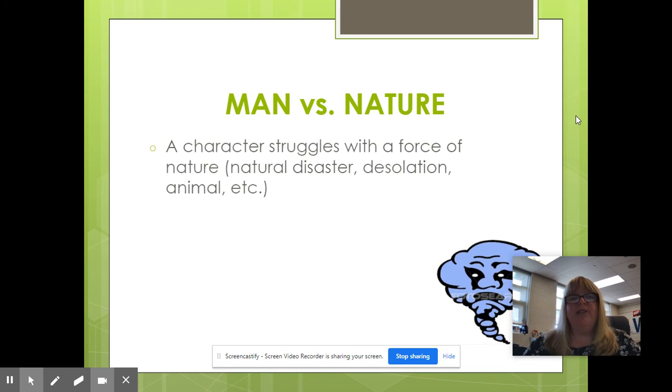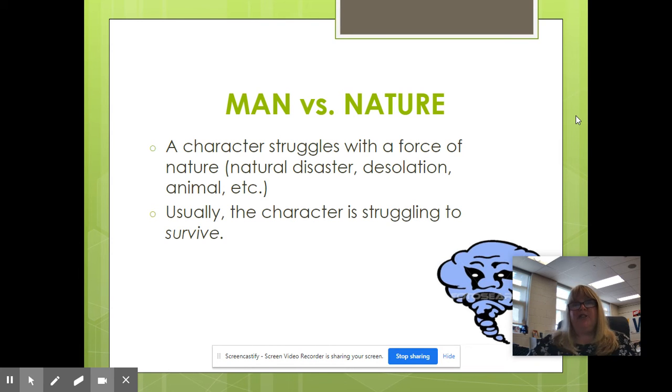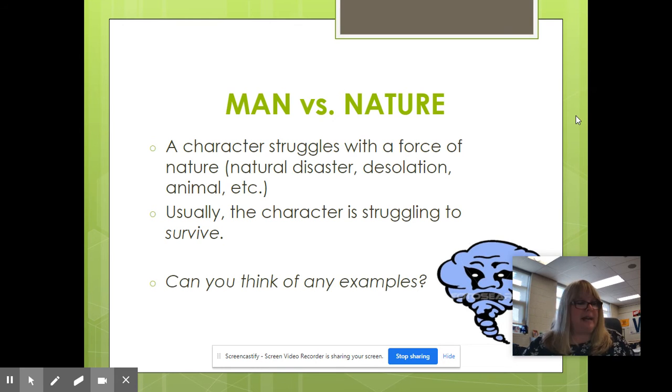Man versus nature. This is when a character struggles with a force of nature, such as a natural disaster like a tornado or an earthquake or a hurricane, desolation, animals, etc. Usually the character is struggling in some way to survive overall. An example of that would be in Jaws. I'm going to date myself here and use an old movie, but in Jaws, the main character, Martin Brody, is faced off with a shark, the shark named Jaws, and the conflict is between the two of them. So that is a man versus nature situation.